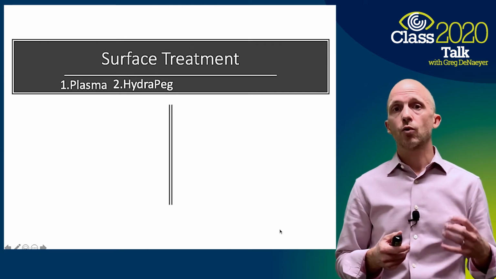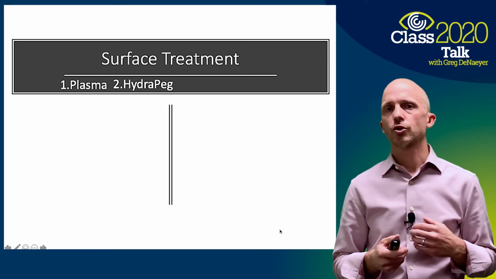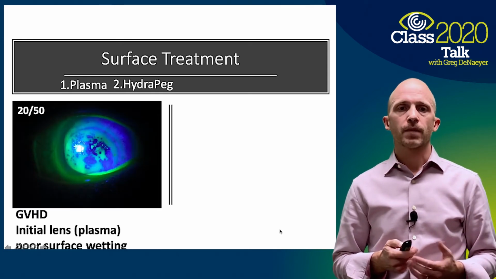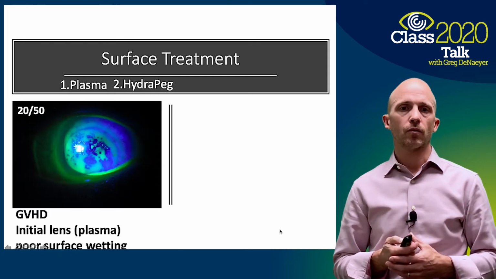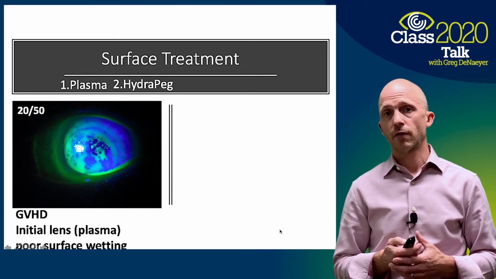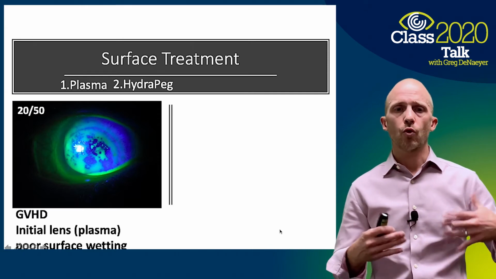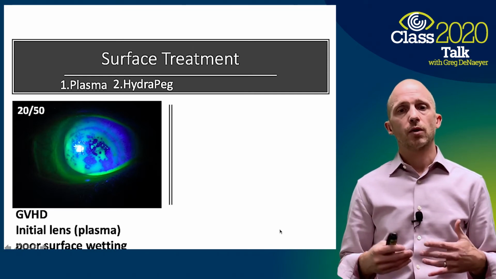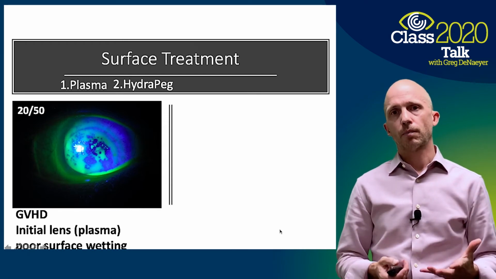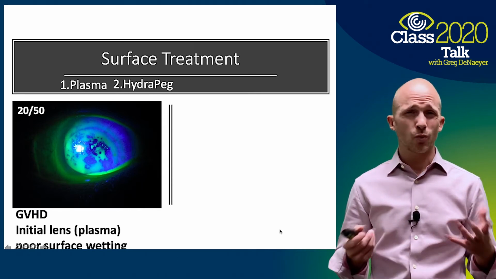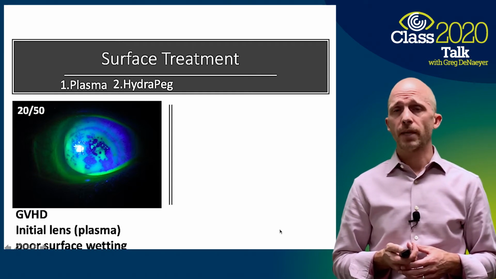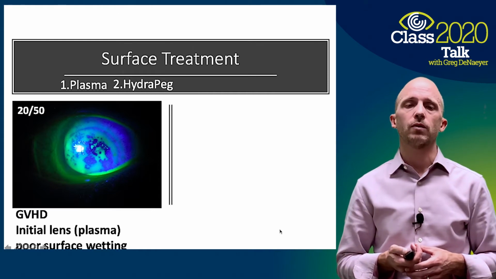This is a liquid coating that can be applied to the surface of the contact lens to help it to wet better. And we can go through a case example where I've used HydroPeg to help a particular patient. This is a patient of mine with graft versus host disease. We ordered her a scleral contact lens that only had plasma treatment, and when we applied the contact lens for the first time, the lens wasn't wetting really at all, as you can see from this photograph. In fact, her best corrected visual acuity because of the non-wetting was only 20/50.